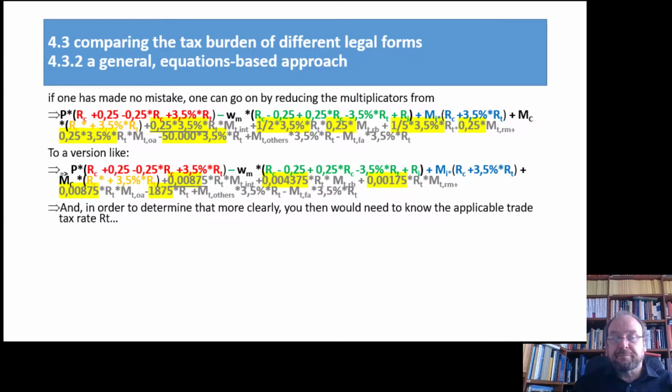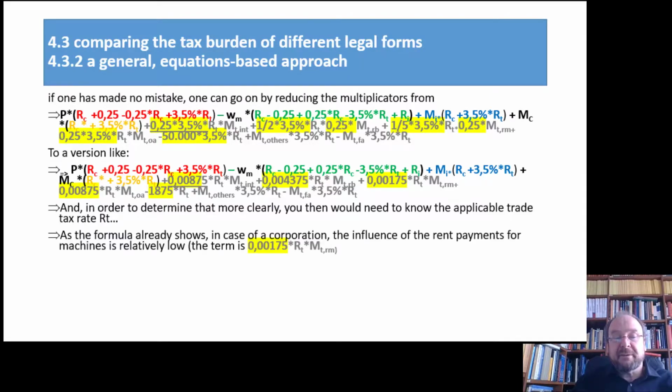Well, if you want to get more precise, you could then replace RT, the trade tax rate, by the applicable trade tax rate. And you could even replace RC, the corporation tax rate, by our well-known corporation tax rate of 15%. But having such formulas, it would be a great help.